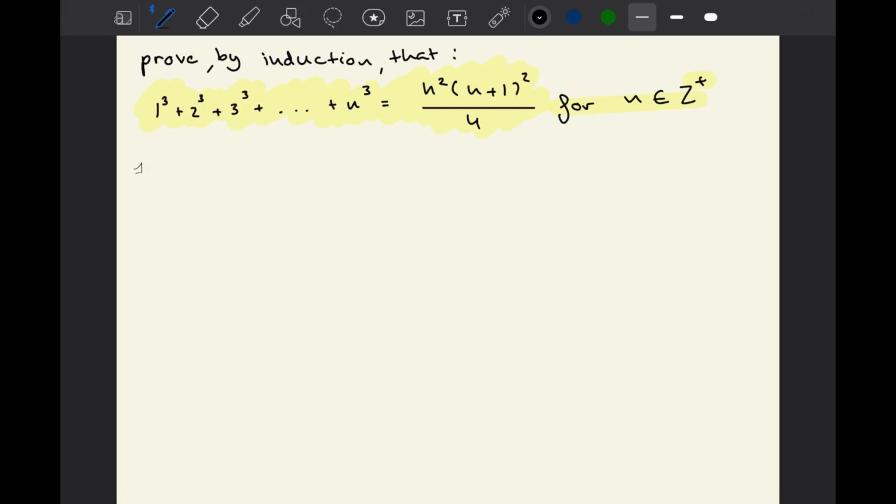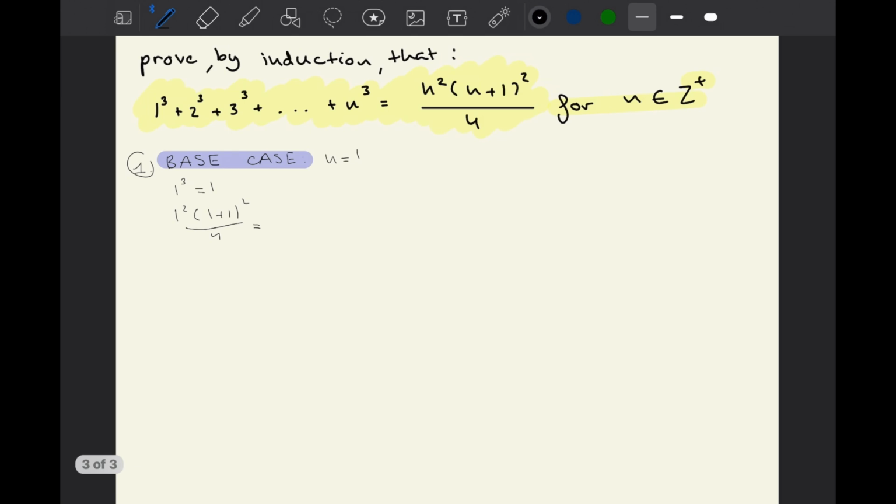The first step is proving the base case. Like I've already said, our base case is going to be n equals 1 because n has to be part of the positive integers. The sum of 1 cubed until 1 cubed is just 1 cubed, so it's going to be 1. According to the formula we have, it's going to be 1 squared times 1 plus 1 squared over 4, which is just 1 times 4 over 4, which is just 1. So this has the same answer. Therefore, we have just proven the base case.